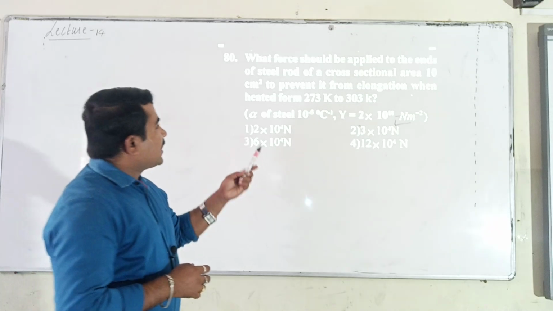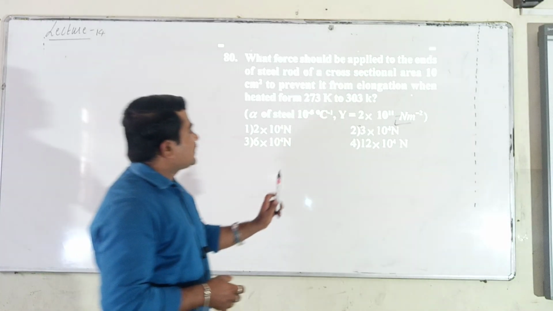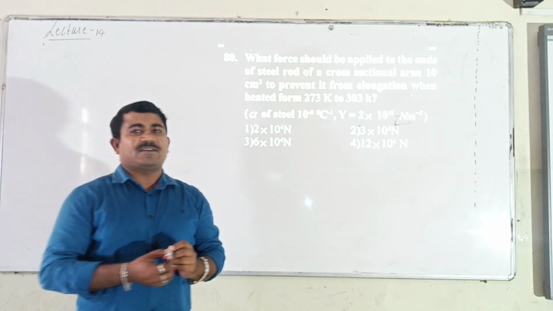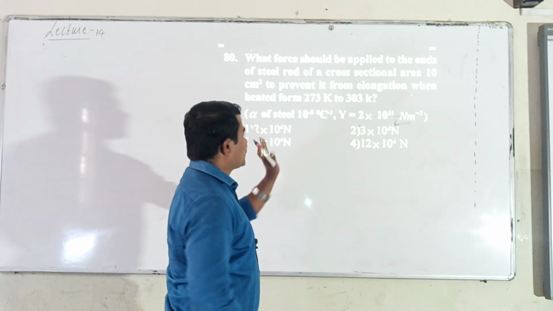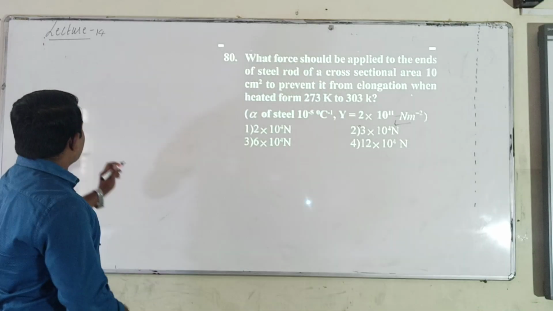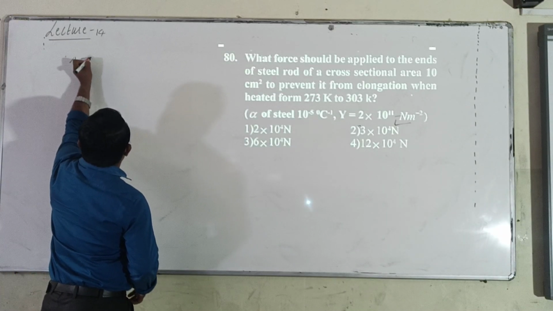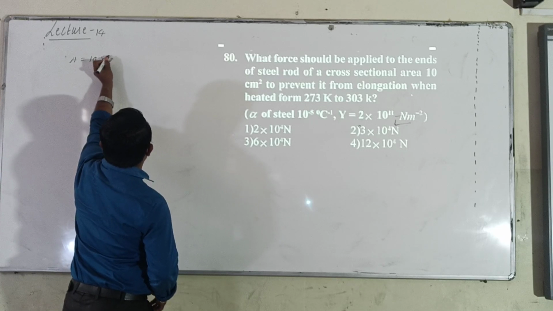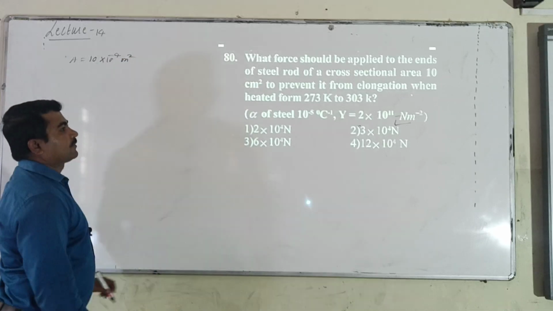When the area of the rod is given as 10 centimeter square, and the temperature changes from 273 to 303 Kelvin. See here what is given: alpha of steel and Young's modulus are given. Look at me, what are the given values here? Area is given. How much? 10 centimeter square, that is 10 raised to minus 4 meter square.